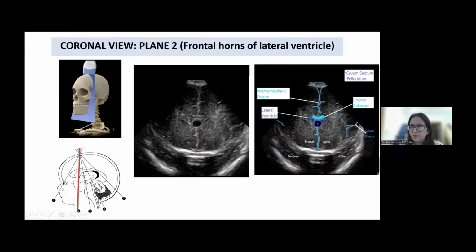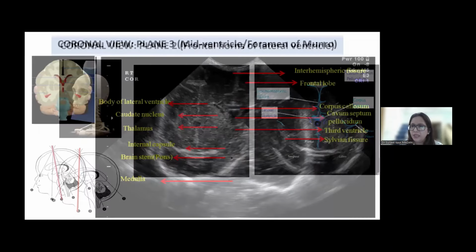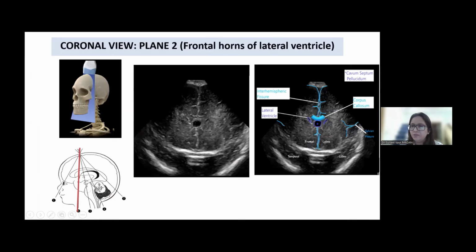This is an interhemispheric fissure. You can see the lateral ventricles. This is the corpus callosum. And this anechoic area is called the cavum septum pellucidum. This Y kind of fissure is the Sylvian fissure. Here are the frontal lobes, and here you can even see the temporal lobes.